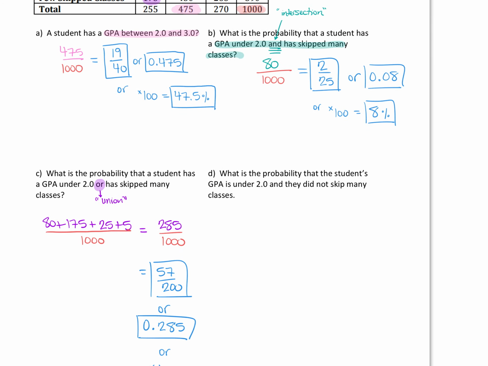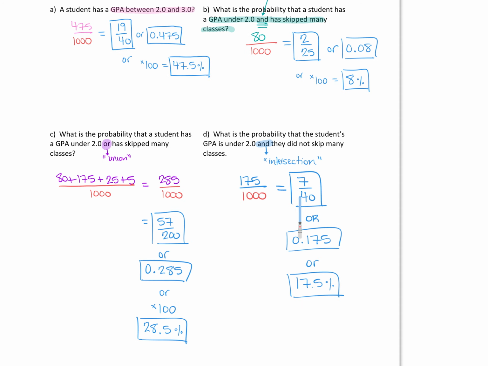For our last example, try this one on your own. Go ahead and pause the video and then come back to check your answer. Go ahead and pause the video now. And your answer is either 7/40ths or 0.175 or 17.5%.